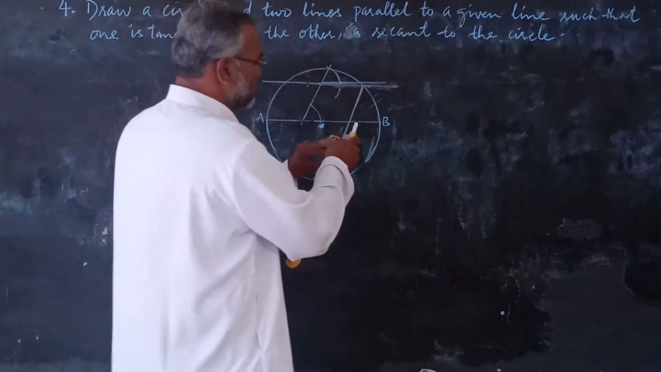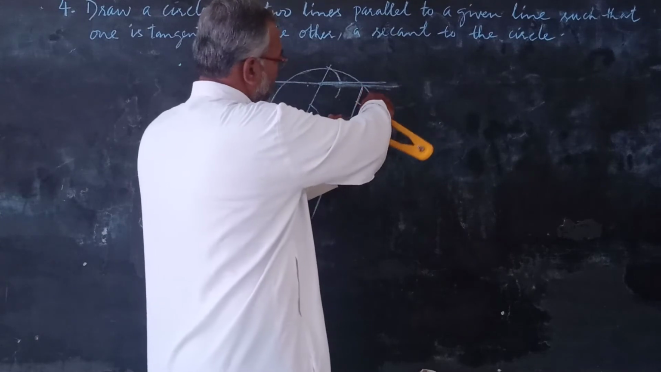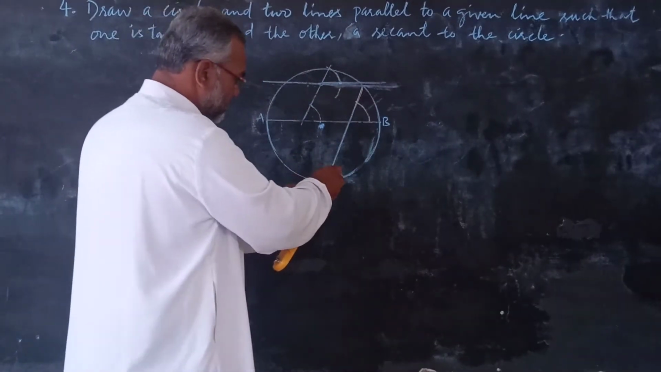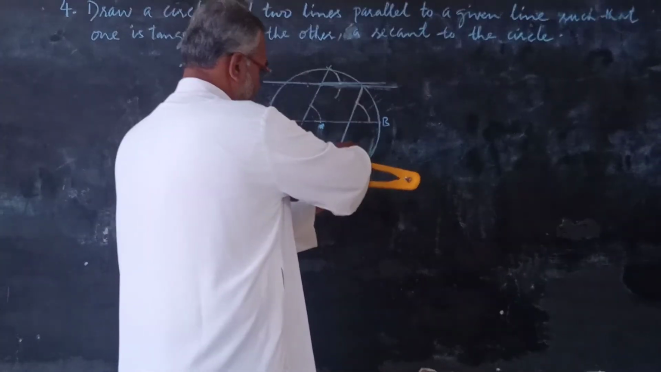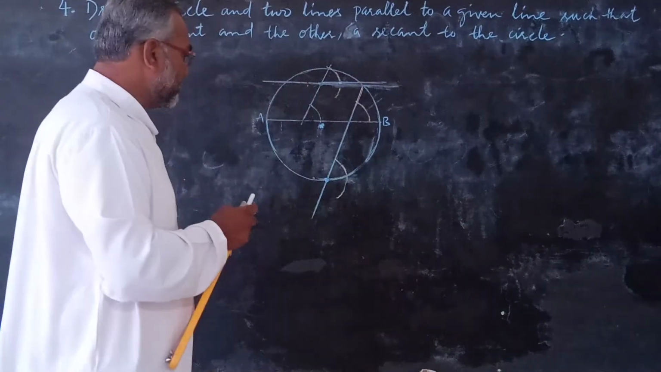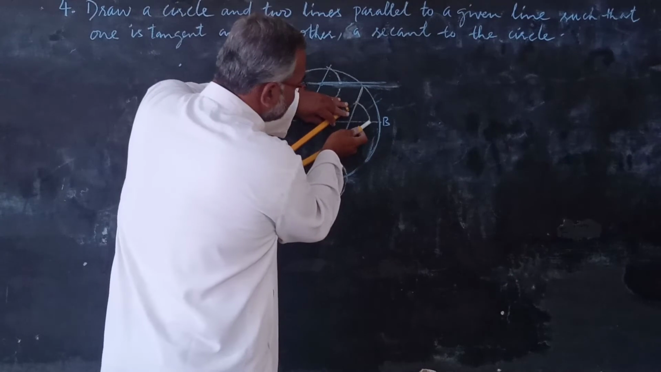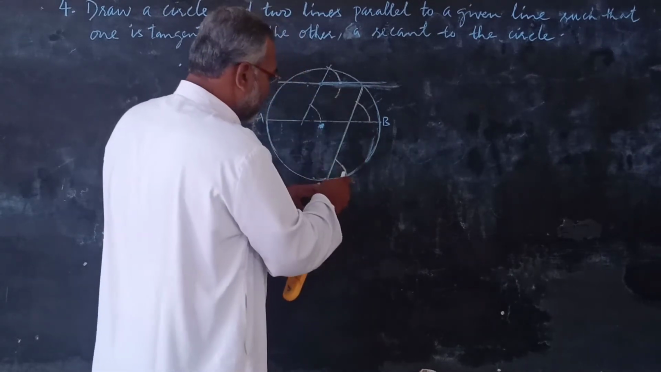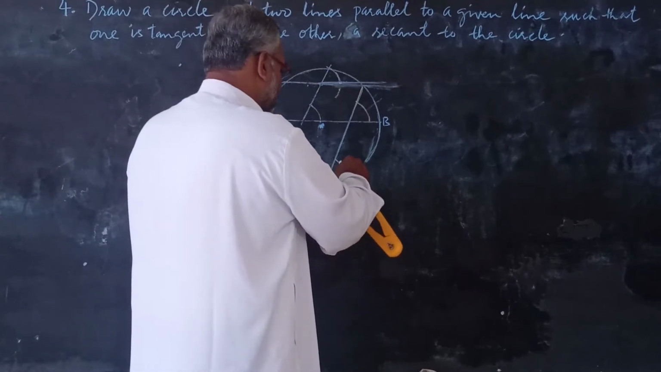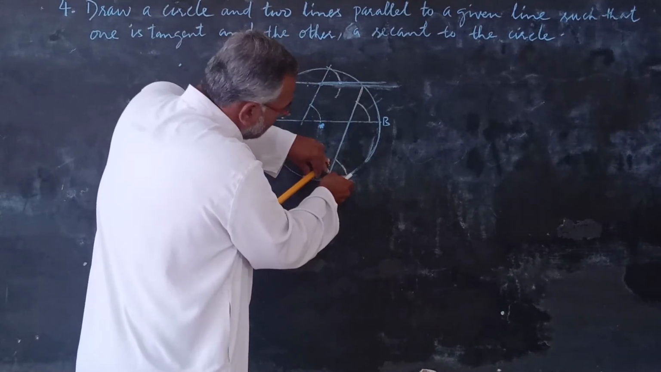Right? First draw an angle here. Draw an angle here. And with the same distance, draw an angle here. Draw an angle here. Okay. And then take this distance, it is already there, and from here, cut this line.